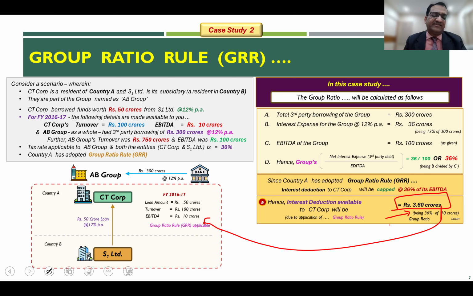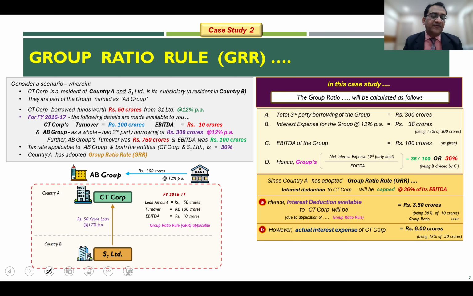In the previous case, everything remaining the same, they were entitled to only 3 crores. Now, because of the leverage or the actual debt position in the group, the interest deduction is increased from 3 crore to 3.6 crore. Therefore, 3.6 crore is the maximum possible allowance which is allowed.